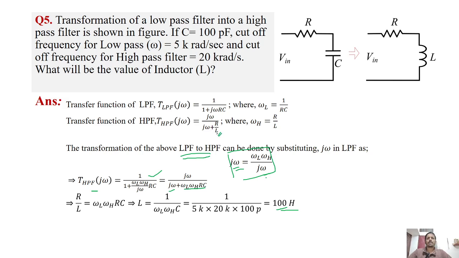So we just need to compare both these terms. R by L will be equal to this term, and the R will get cancelled, and we'll get L equal to 1 by omega L omega H into C. So in both ways you can find the value of L. Basically, we just need to compare both the transfer functions.